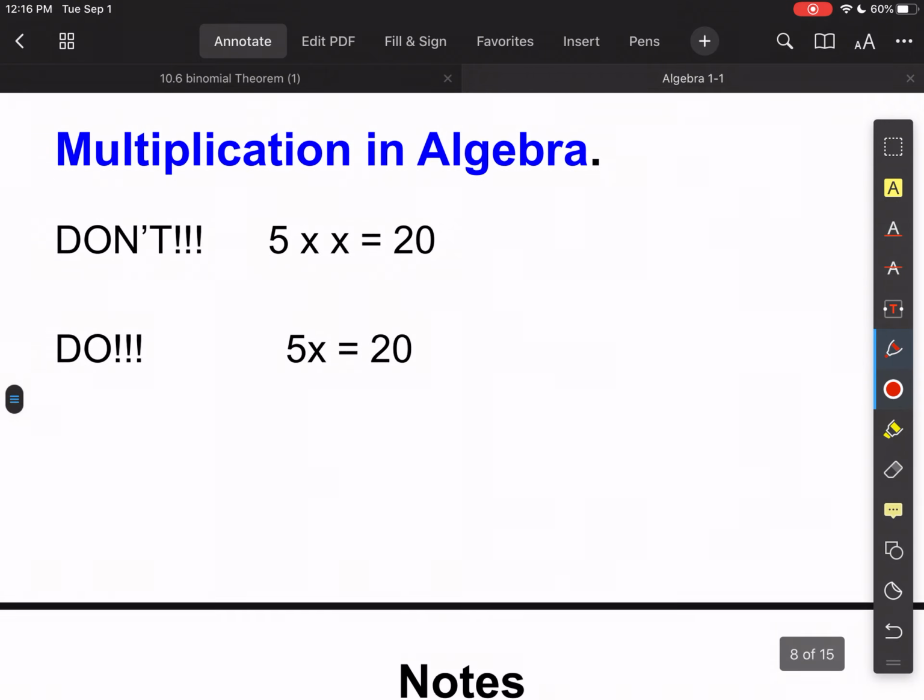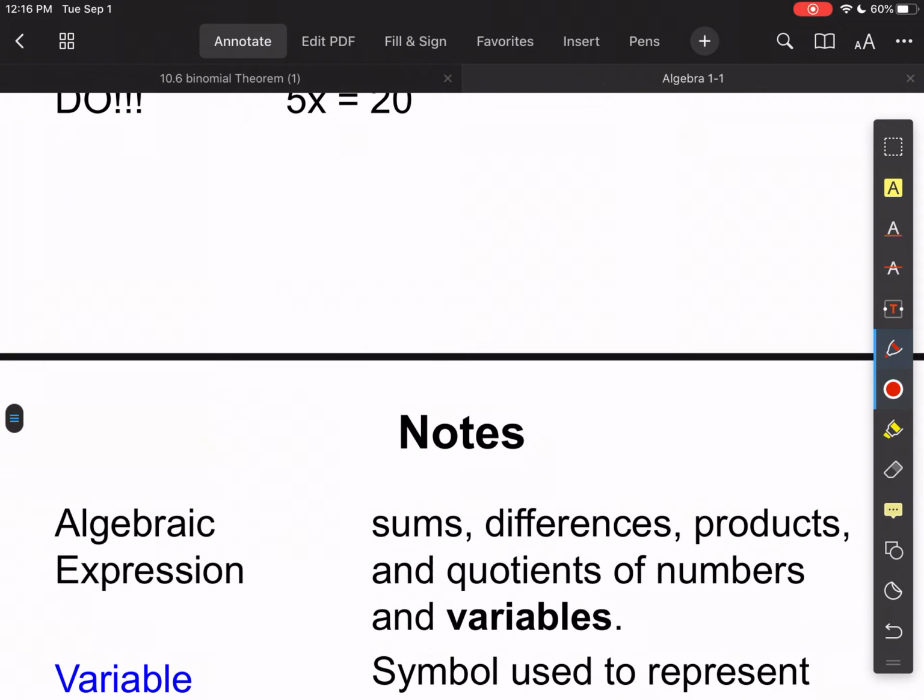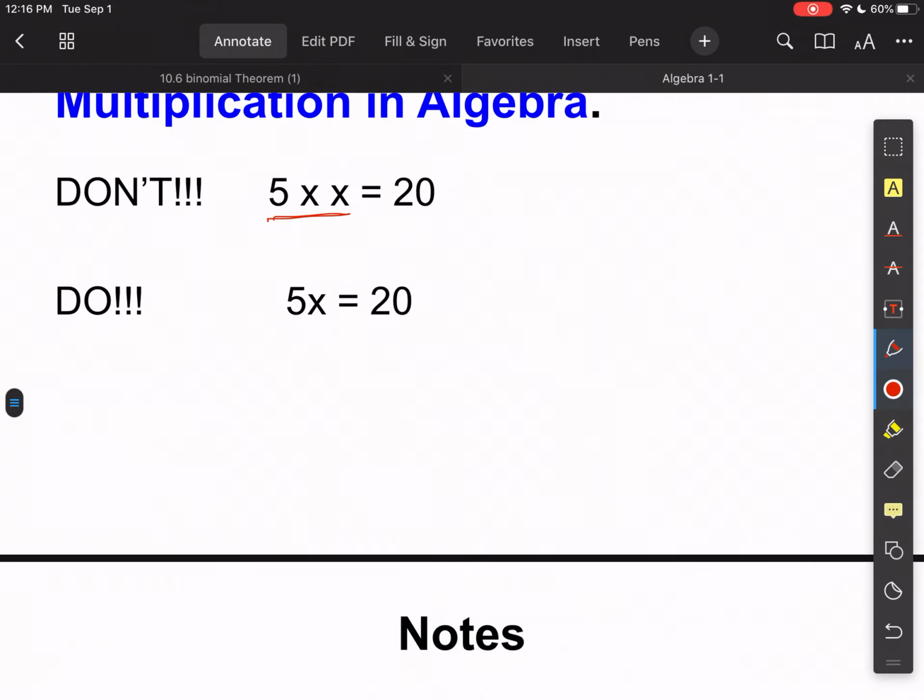Okay, so multiplication in algebra, I think I've already gone over this, why we don't use an x, but it is the default operation. So you will often see things written like this. If you're wondering what's going on between this 5 and the x, just know that if there's no symbol between them, it is multiplication. That is the default operation.